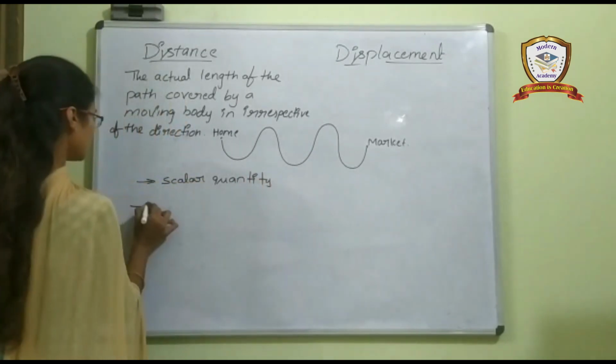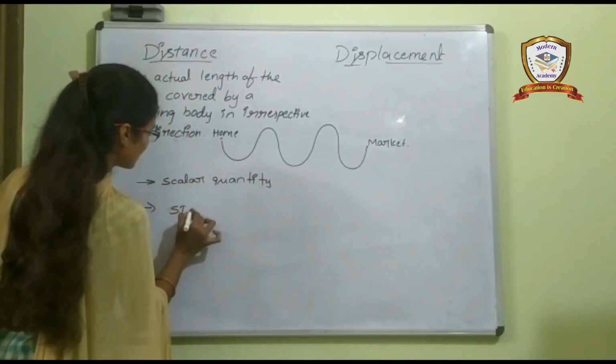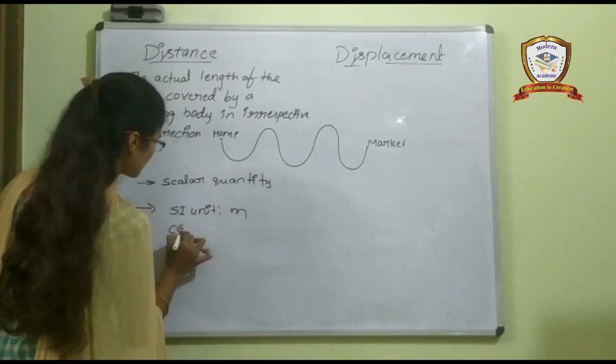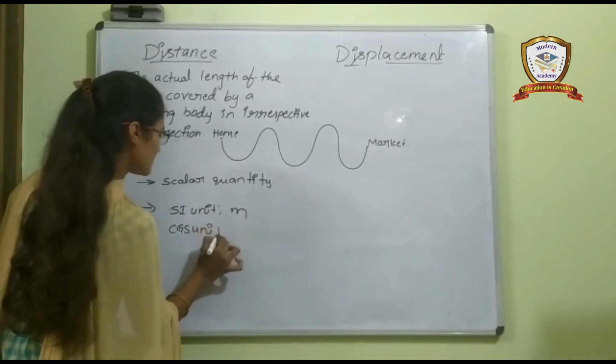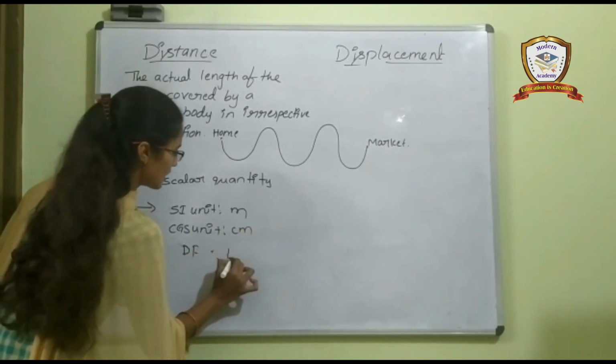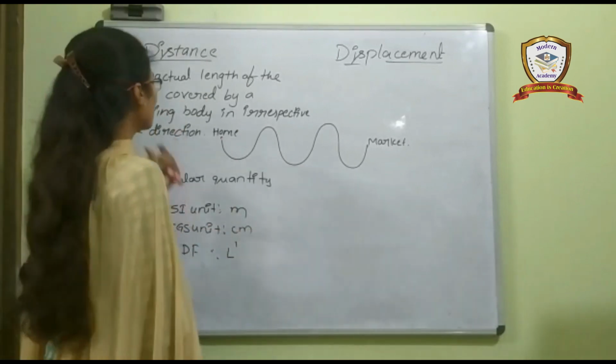Can you say what are the units? First, SI unit is meter and CGS unit is centimeter and dimension formula is L power 1. So this is about distance.